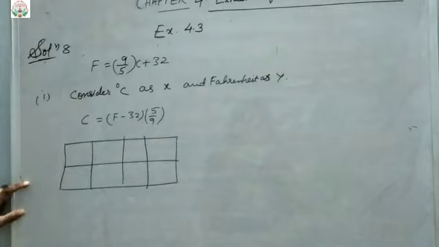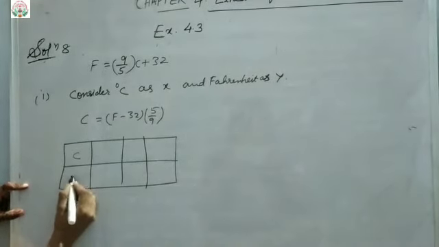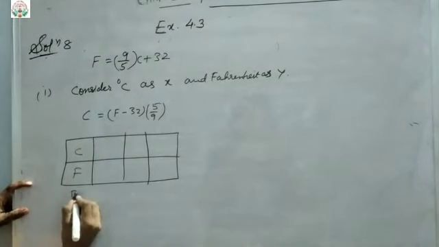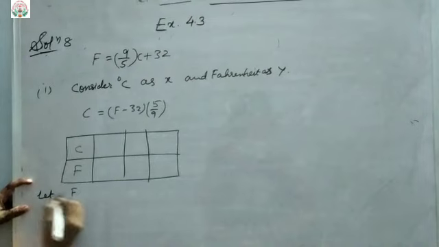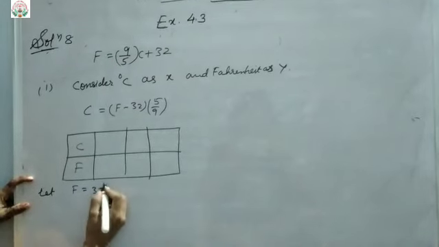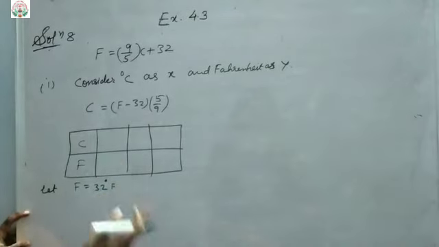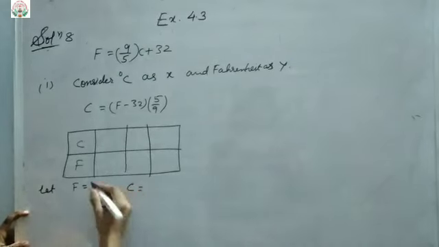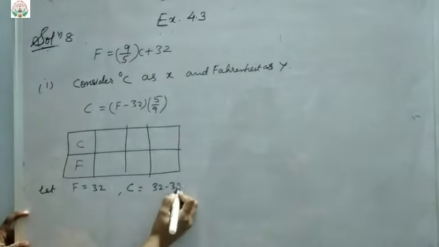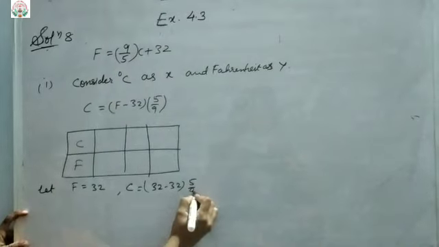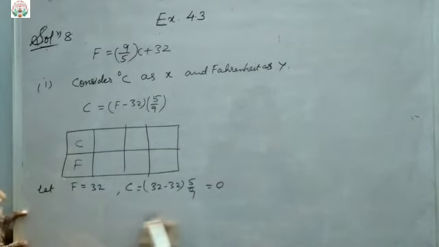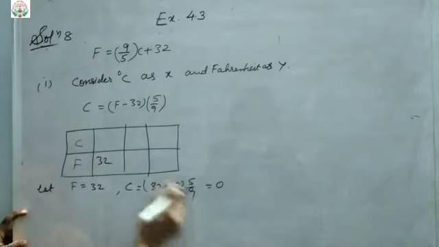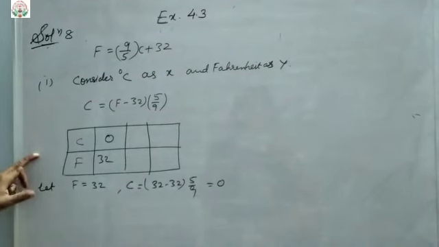Okay, now first we will write here on the top C, L, and next is F. Now when F is 32, you can write let F equals 32 degree Fahrenheit. Then what will be the value of C? Find out. C equals (32 minus 32) into 5 upon 9, which is equal to 0. That means when F is 32, C is 0. So the first point is known.